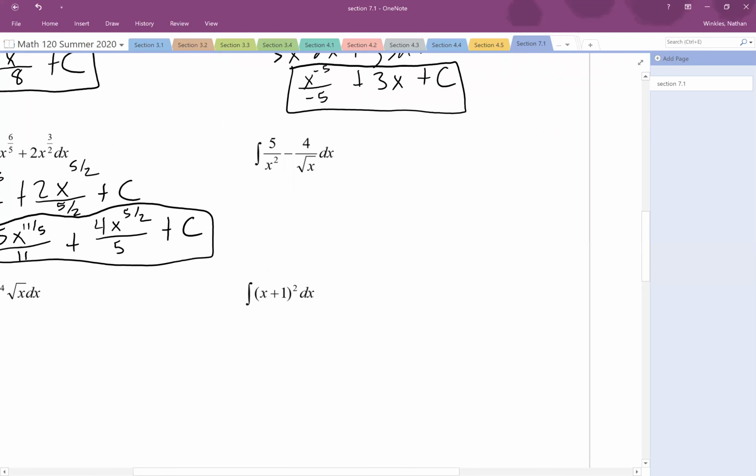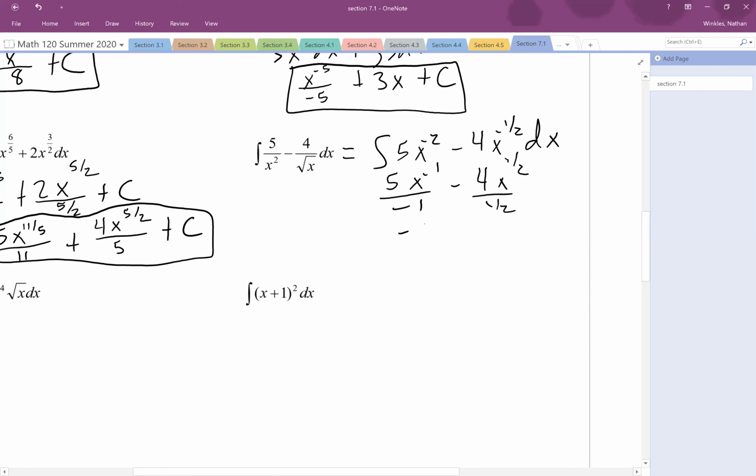Now, one thing to keep in mind, in general, we do not have a rule for finding derivatives and antiderivatives of products or quotients. So we need to rewrite this as the integral of 5x to the negative 2 minus 4x to the negative 1/2 dx. Then add 1 to the exponent, divide by the new exponent in each case.